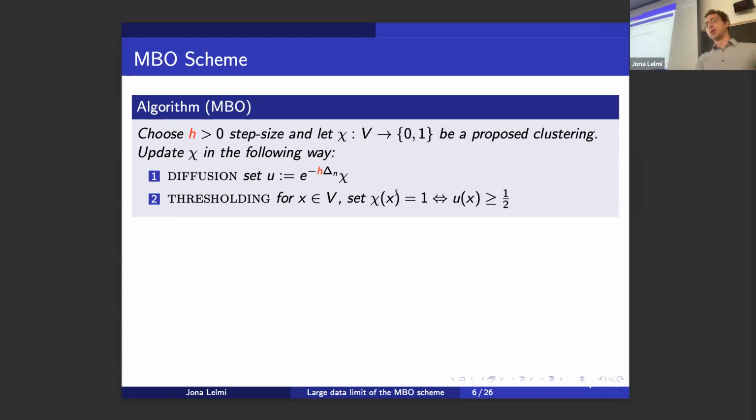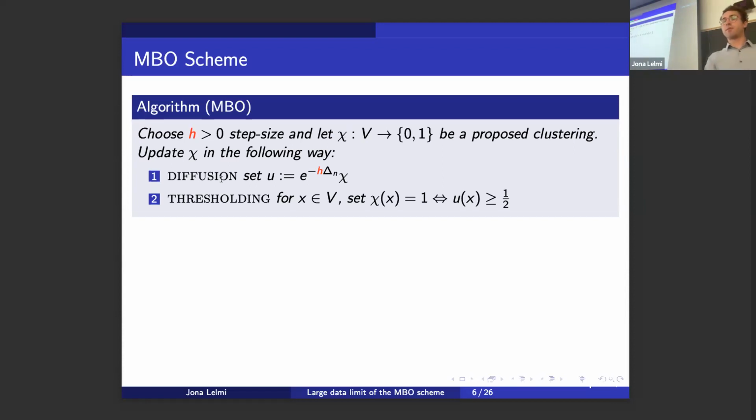And for this reason, a clustering can be encoded as a function from the vertex set to either 0 or 1. So the points where the function is 0 form one cluster, and the points where the function is 1 form another cluster. So the algorithm works as follows. You give yourself a step size h greater than 0, and you give yourself a proposed clustering, which comes maybe from another algorithm. Okay, you should think of the MBO as a sort of refinement of your cluster. So you update your clustering by performing 2 steps.